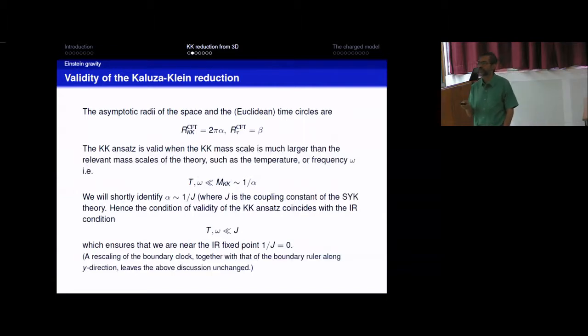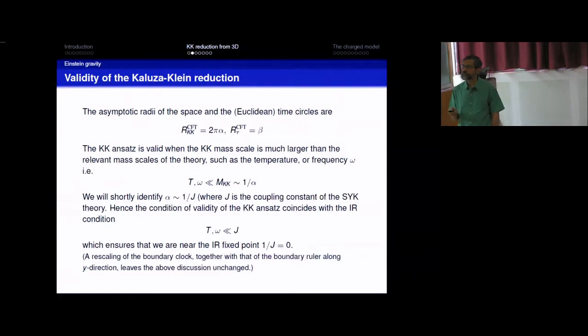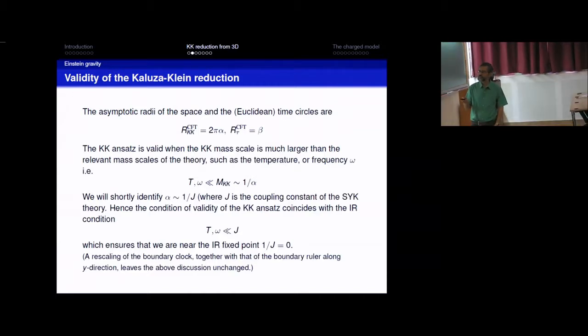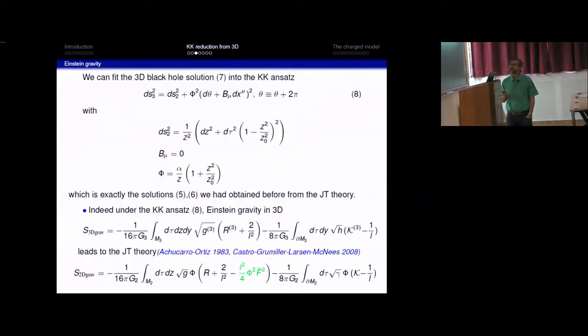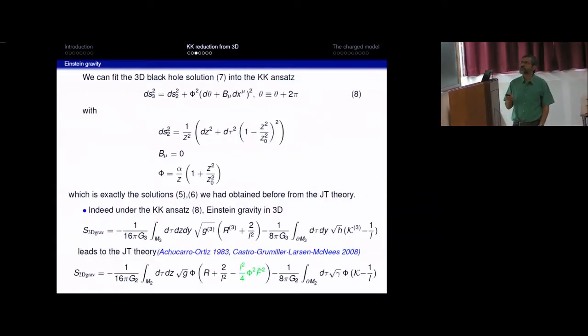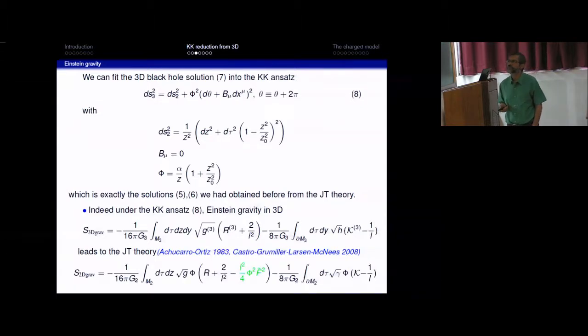So this Kaluza-Klein condition became the same as the IR condition, which ensures that we are near the IR fixed point. This is the condition that also appeared in one's talk. So now we have ensured that there exists a regime in which we can do the Kaluza-Klein ansatz.